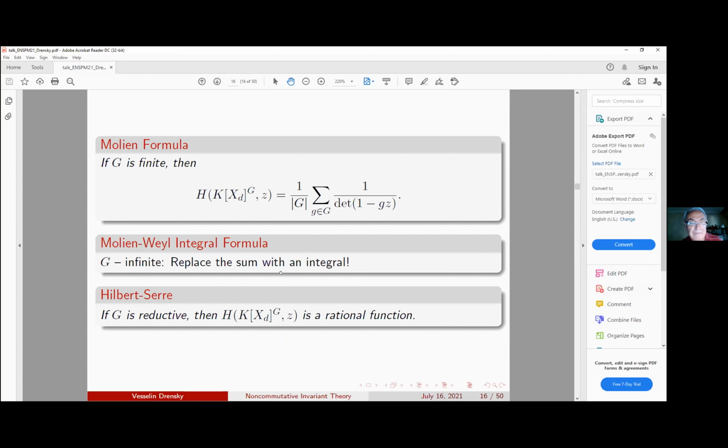And if the group is infinite, then there is a general principle by Hermann Weyl that you replace the sum with an integral. And of course, there is another theorem by Hilbert and Serre that for reductive groups, the Hilbert series of the algebra of invariants is a rational function.